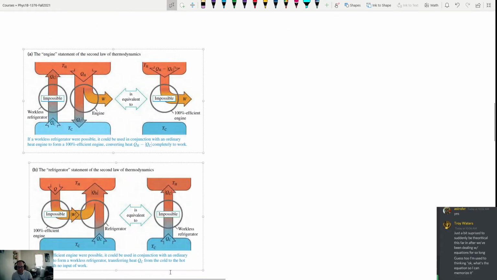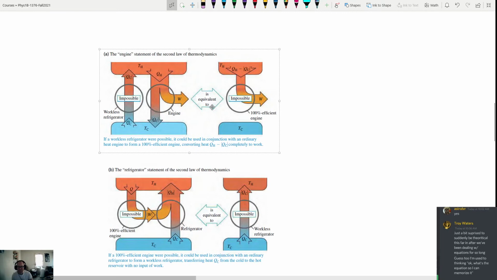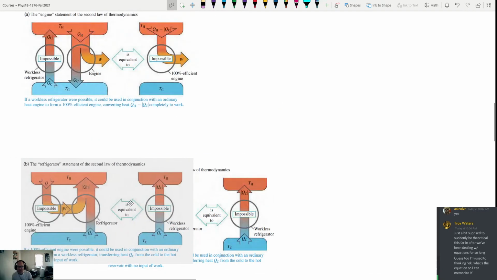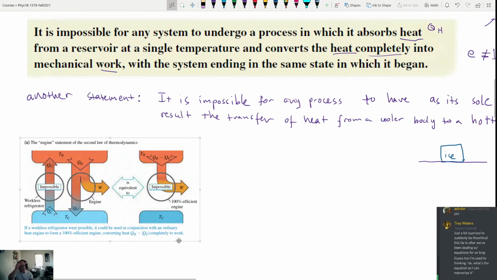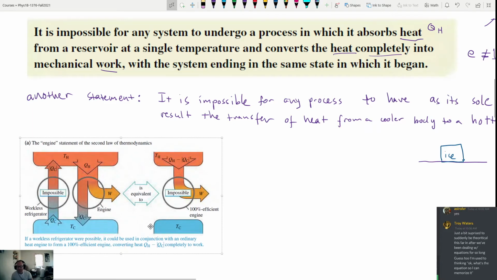So let's see if we can make some sense of this and see if it's even useful at all. Okay. So the engine statement was the first statement. Let's get back up here so we can see the statement. Let's see if this picture makes any sense at all. Okay, so it says the engine statement of the second law of thermodynamics. We have this picture here.